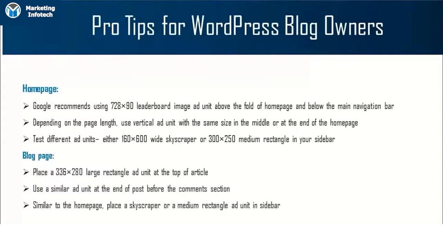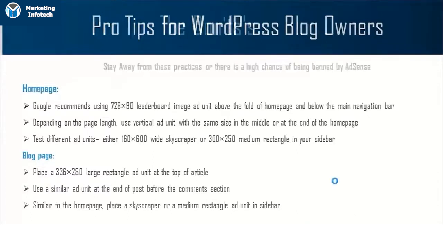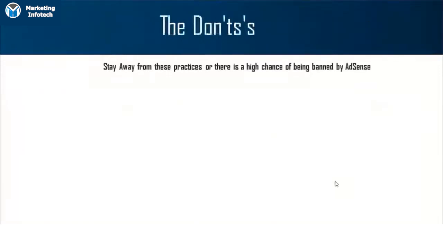Use a 336 x 280 large rectangle ad unit at the top of the article. Use a similar ad unit at the end of the post before the comment section. Similar to the home page, use a skyscraper or a medium rectangle ad unit in the sidebar. So these are pro tips, very important for you.